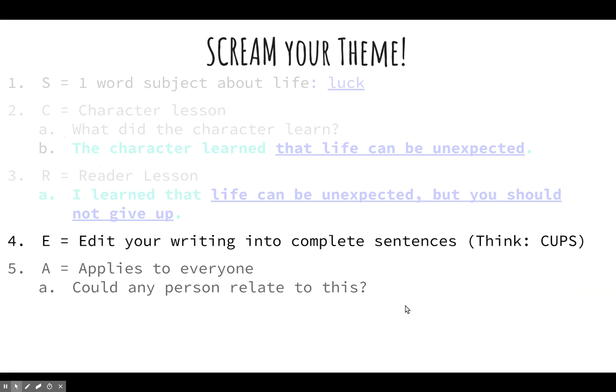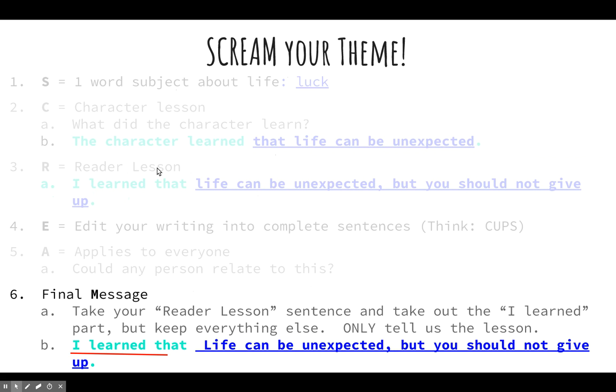Now 5 is almost the very last step. A is, does this apply? A stands for apply. Does it apply to everyone? Could any person relate to this? So previously in step 3, you said, I learned that. Before 3, you said the character. I don't want to hear about the character in these last 2 steps. I don't want to hear about you. Now I want to hear about what lesson can be learned from this story that could apply to everyone. So now we're going to take it one step further to say, this is the lesson from the story that could apply to anyone.